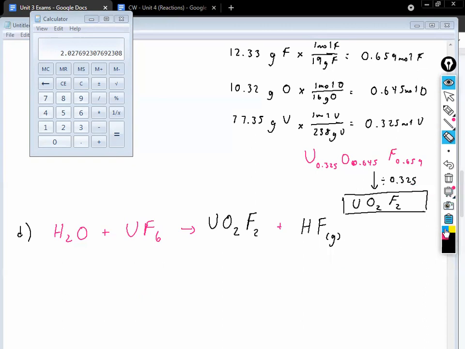I'm not going to go over the steps, but you should have a 2 in front of the UF6, or sorry, in front of the H2O, and then a 4 in front of the HF, and that's it. And that'll be your final answer, okay, with the subscripts solid, liquid, and then solid, gas. There you go. That's the FRQ. That's what you guys all got, right?